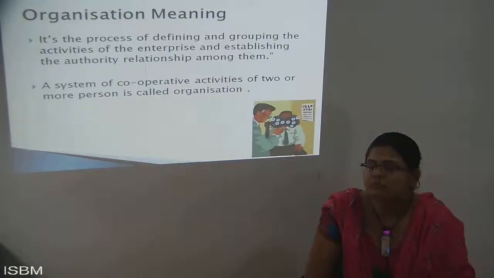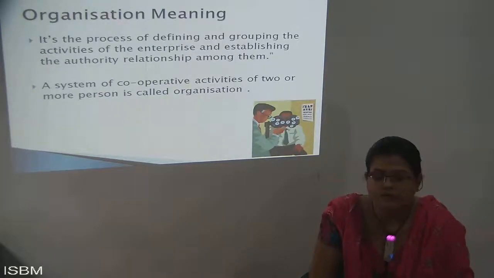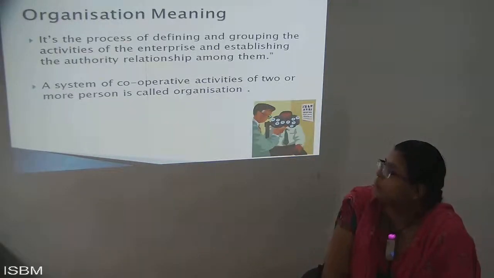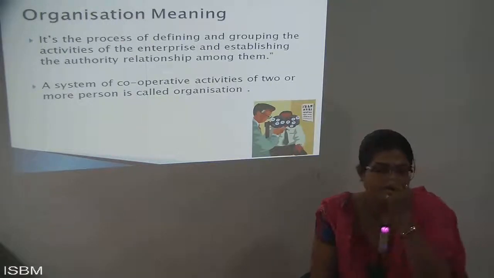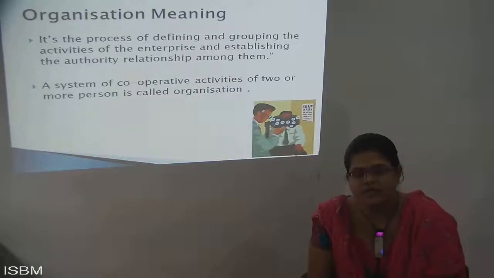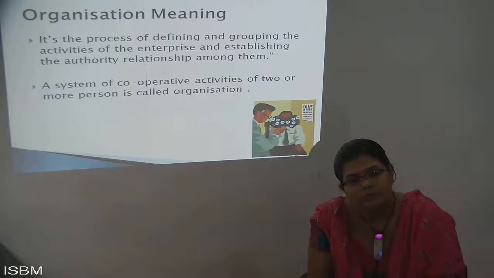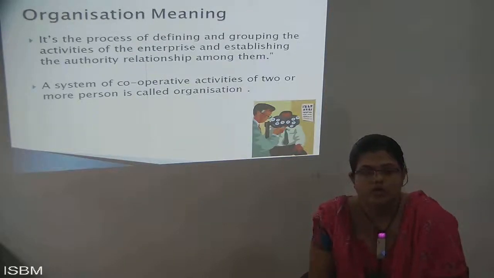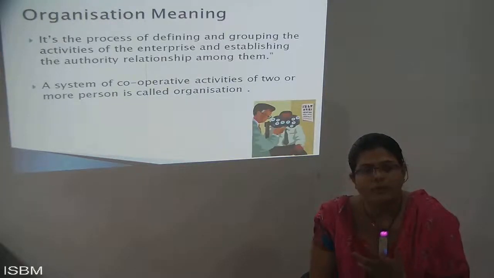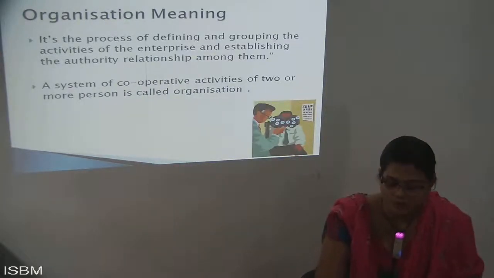Next, a system of cooperative activity. One more meaning has been given: a system of cooperative activity of two or more people is called an organization. Here you can see that an organization is not where only one person handles each and everything. There are two or more people in the organization, and they show good techniques and good ideas, which are generated over a longer period of time. It means they show certain advantages in this, and then all the people come in and are involved as a group. That is called an organization.